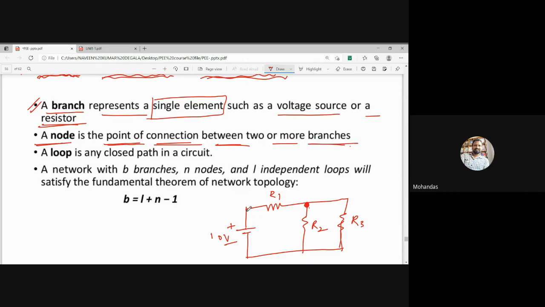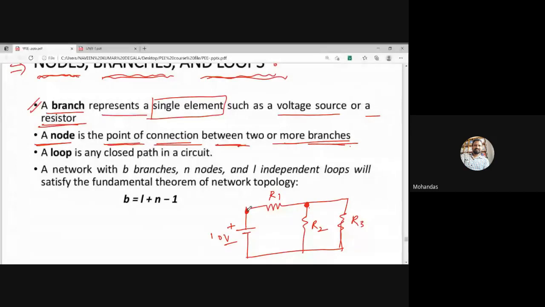Okay. Now let us take this particular point. Can I say it is a node? Please respond. Can I say it is a node? What is a node? A point of interconnection between two or more branches. Are you following? Can I say it is a node?